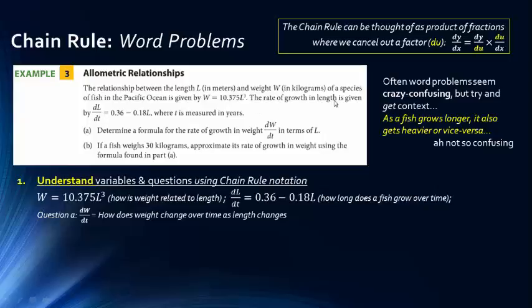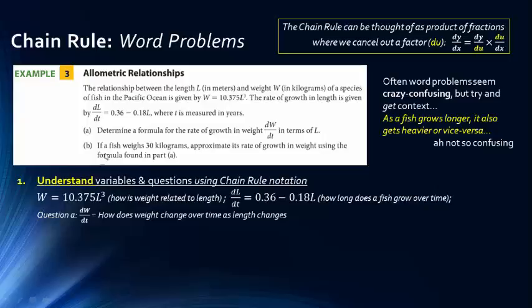Now, be careful. If it said the rate of growth in length is given by just this formula, use this notation. It will help you. So dL/dt equals 0.36 minus 0.18L, and this tells us how long a fish grows over time, right? How does the growth change with time? Okay, how's the growth changing with time?